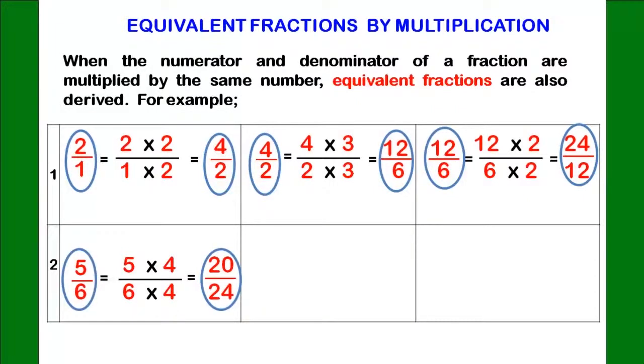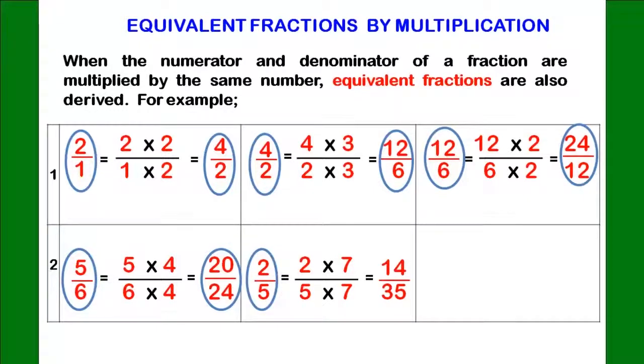Example 5. Let's say we have a proper fraction like 2 over 5. We can multiply the numerator and denominator by the same number. For example, 7. This will give us 2 multiplied by 7, which is equal to 14, and 5 multiplied by 7, which is equal to 35. Therefore, 2 over 5 is equivalent to 14 over 35.